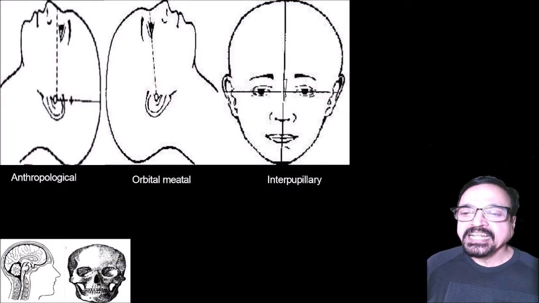Now, these are the important lines. One is anthropological, second is orbitomeatal, which we most of the time use. So the orbitomeatal line is the most important, and it is referred to in most of the further views. And then there is the interpupillary line.